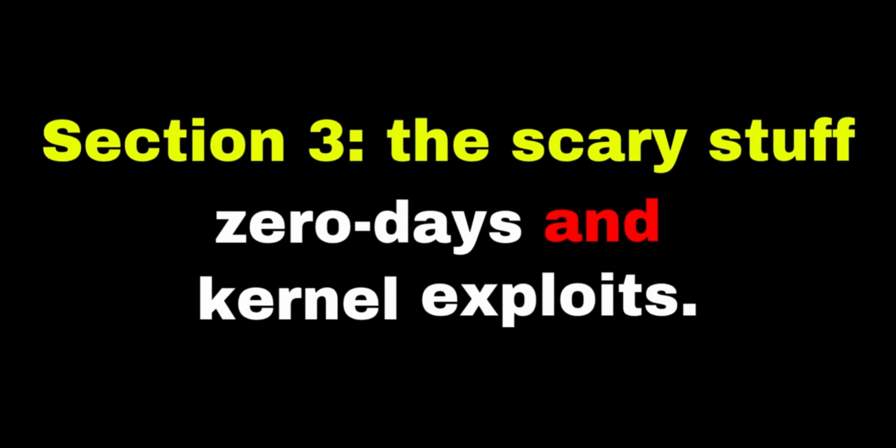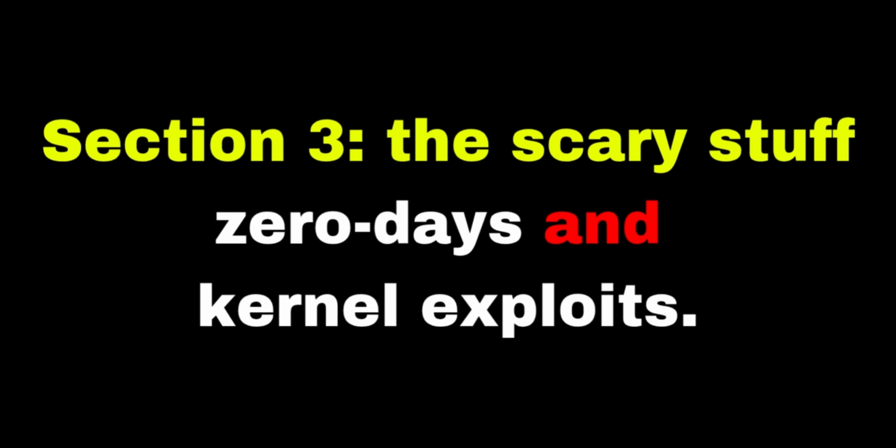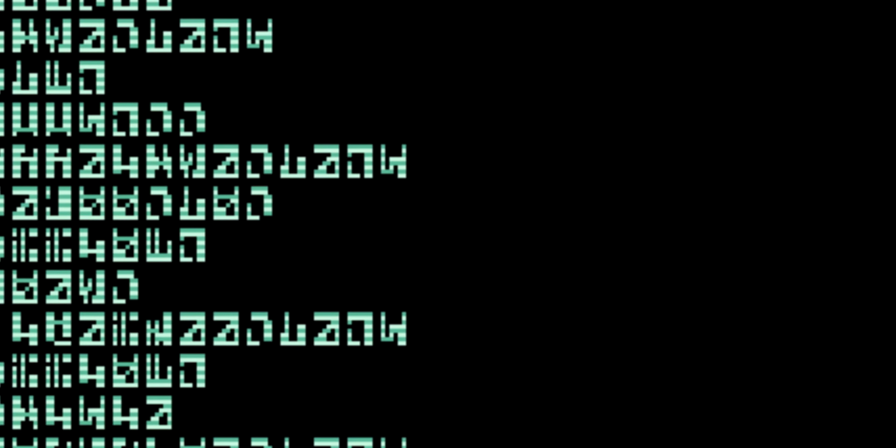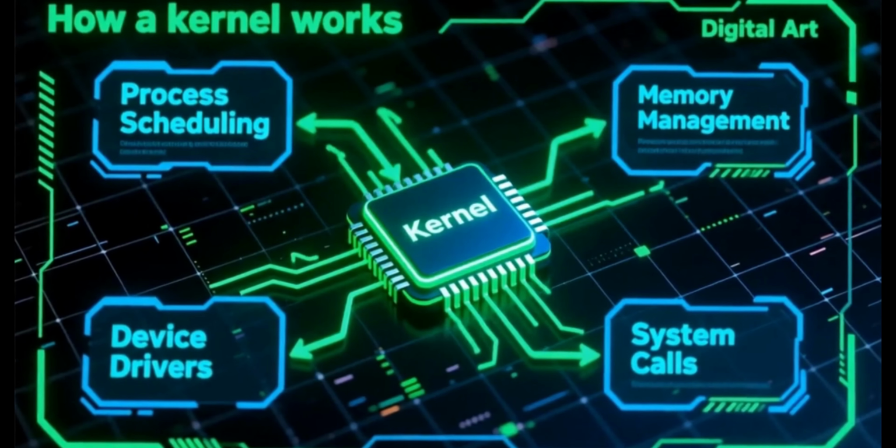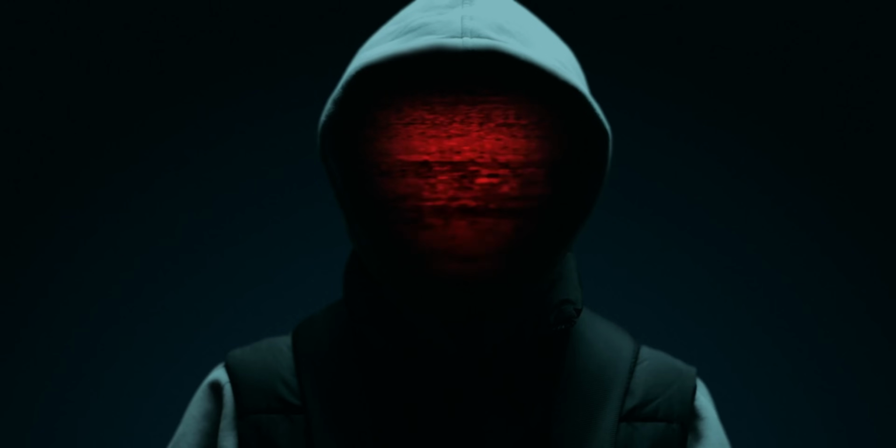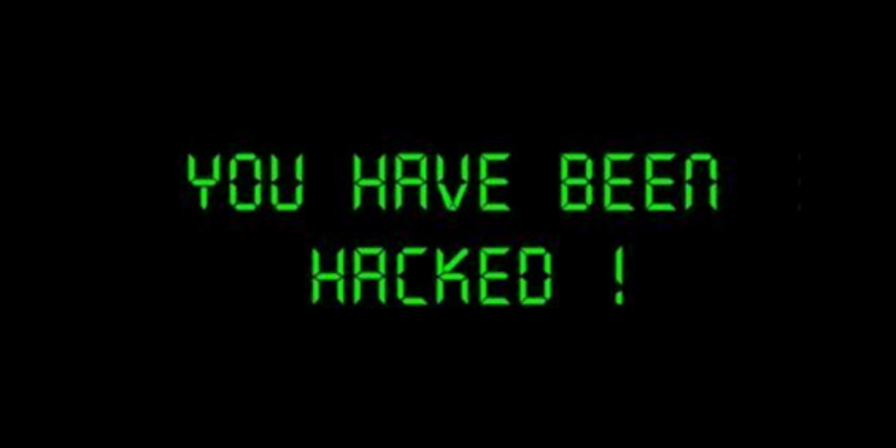Don't miss it. Section 3. The scary stuff. 0 days in kernel exploits. These are vulnerabilities that let code run where it shouldn't, in the kernel or system services. They're typically rare but critical. Most defenders never see them directly, but they are the reason we patch urgently.